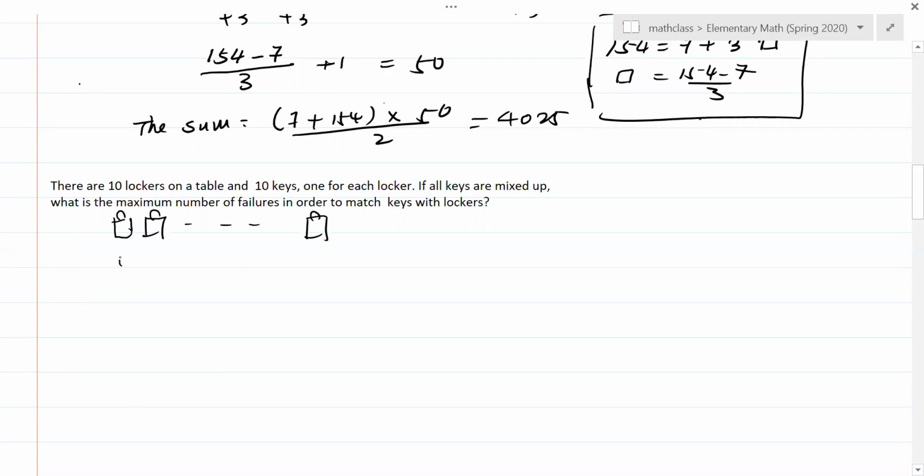Okay, and the 10 keys. You want to try, right? One by one. You want to try one by one.